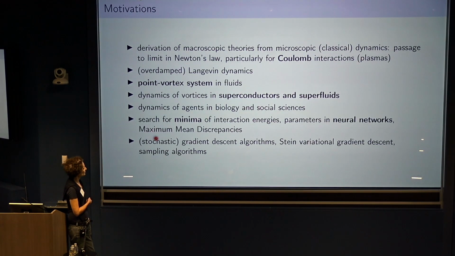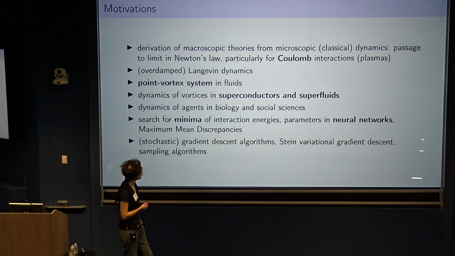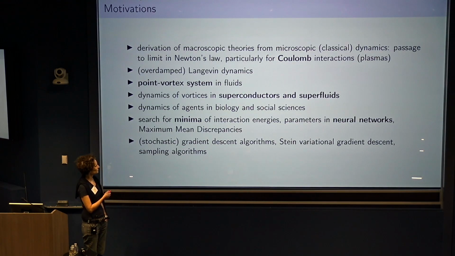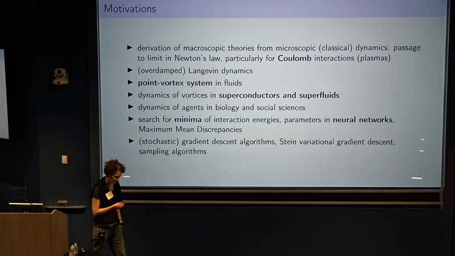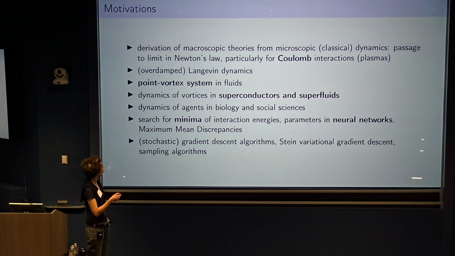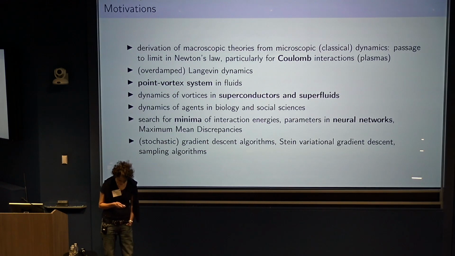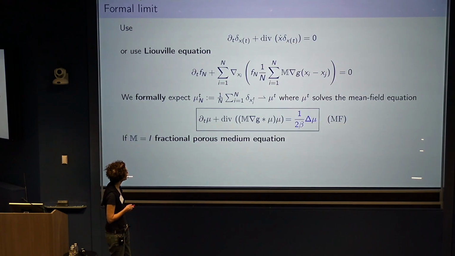And more generally, you can think of running gradient flows or gradient flows with noise as a way to try to approximate minima, so to converge in long time to minima of interaction energies. You find that also when you try to optimize parameters in neural networks, which you can also see as an interacting particle system, maximum mean discrepancies in statistics. And there's certainly also relations with other things that you find in statistics, algorithms for stochastic gradient descent, variational gradient descent, etc. Okay, so with that said, I hope you're convinced that it's useful.